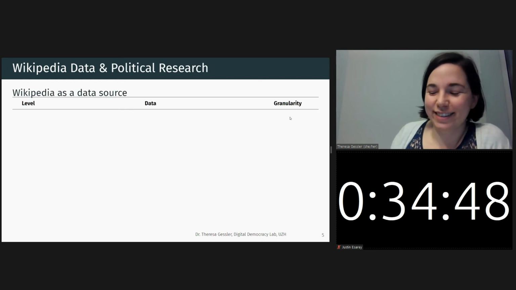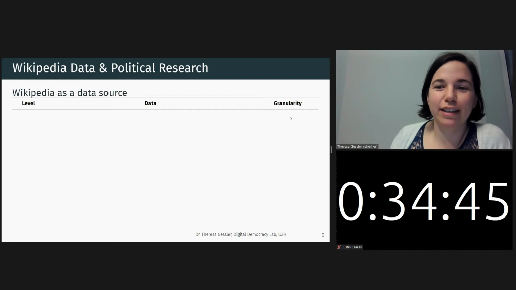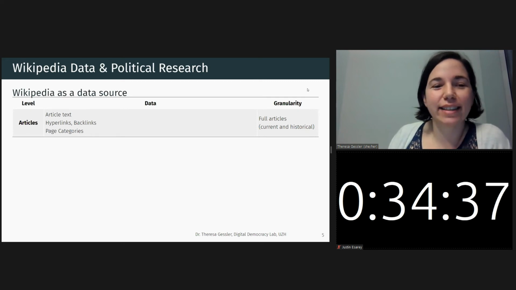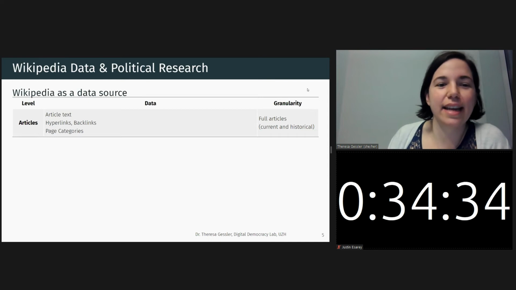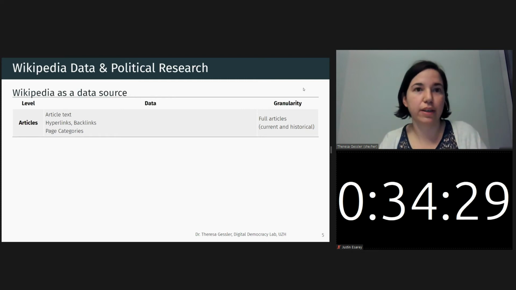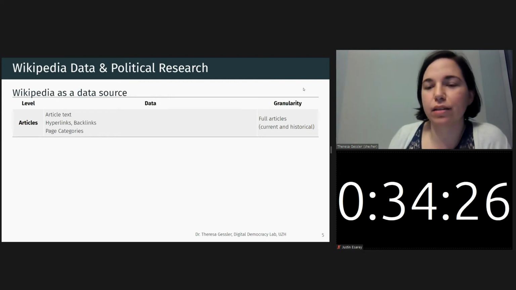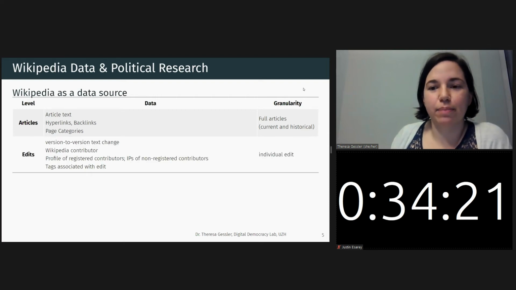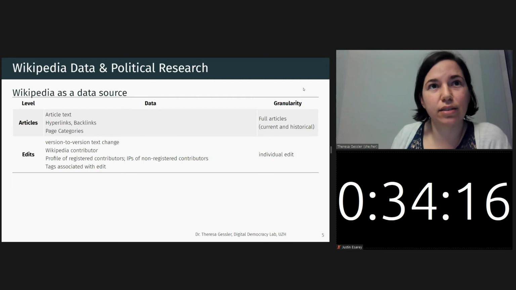Okay, what is then this data that we can actually get from Wikipedia? There are basically 4 types of data that I think are the most important. The first, you might all know: articles, their text, the links they contain, the categories they're classified into, and Wikipedia really makes this data comprehensively available over time from past versions and so on. There's also a lot of data on edits, basically on the level of individual edits, version to version text changes, who made these changes, in some cases the IPs of these users, what did they say about this?